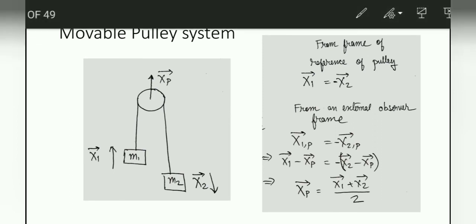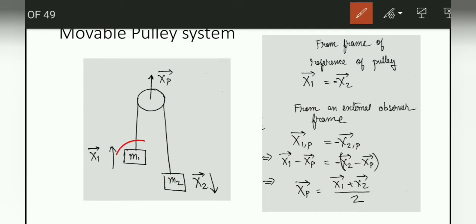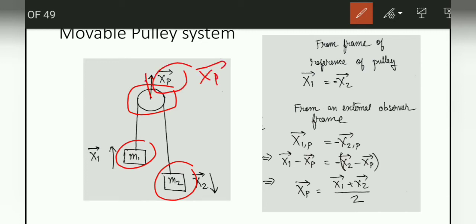Now what if we have a movable pulley system? That means we have masses m1 and m2 and we have a pulley. In the previous case the pulley was fixed. Now the pulley is moving up and the displacement is xp vector, and this mass is moving up and this mass is moving down.